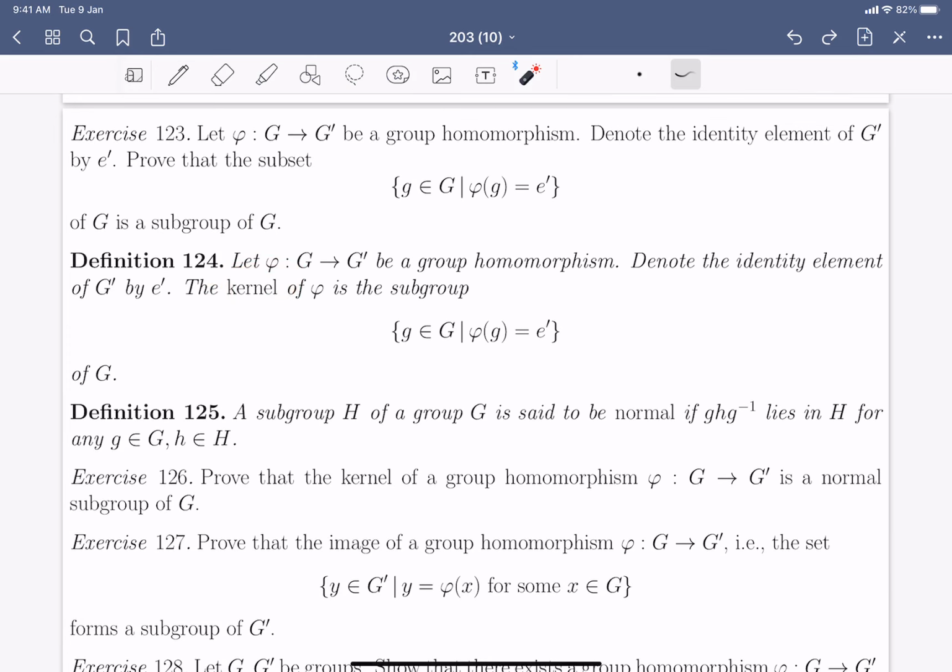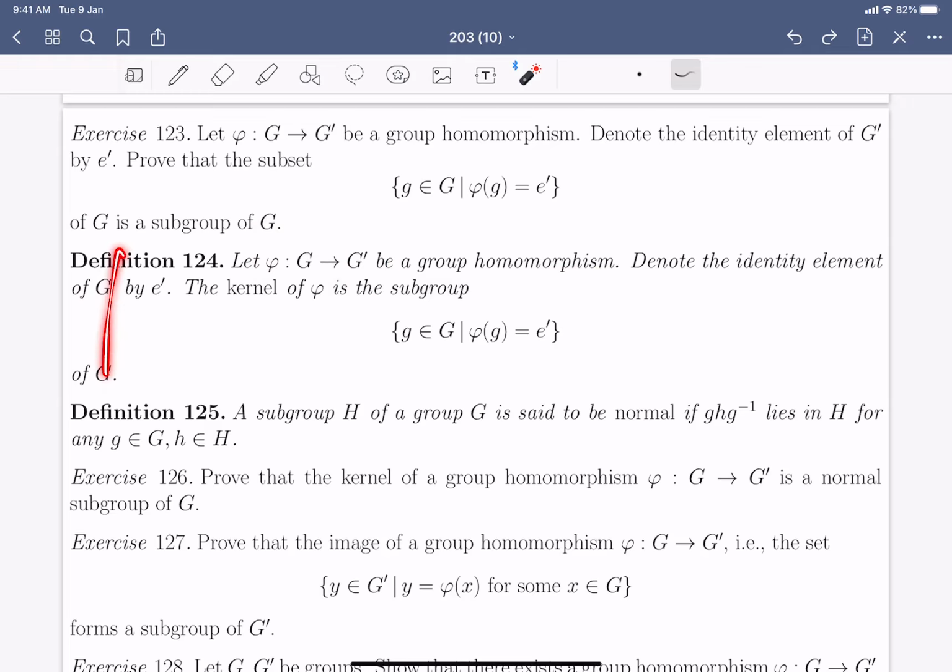Okay, so if we have a group homomorphism phi from G to G prime, then the kernel of phi is the subgroup consisting of all the elements of G which are mapped to the identity element of the group G prime, under this homomorphism, of course.